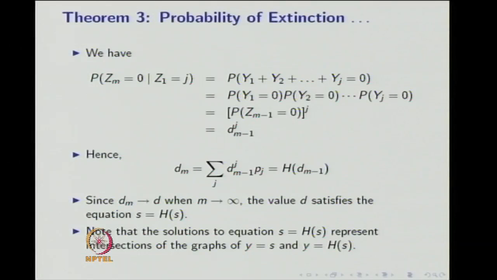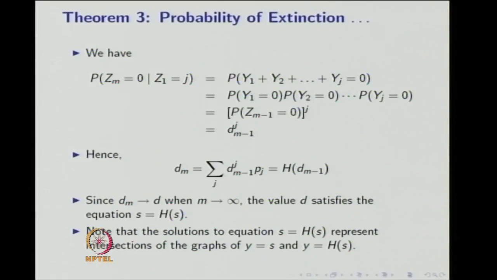We know that the probability of Zm is equal to 0 given Z1 is equal to j is nothing but the probability of Y1 plus Y2 and so on up to Yj is equal to 0. Since the Yi's are IID random variables, that is nothing but the probability of Y1 is equal to 0, Y2 is equal to 0 and so on, Yj is equal to 0. That is the same as the probability of Zm minus 1 equal to 0, whole power j, that is nothing but d suffix m minus 1 power j.